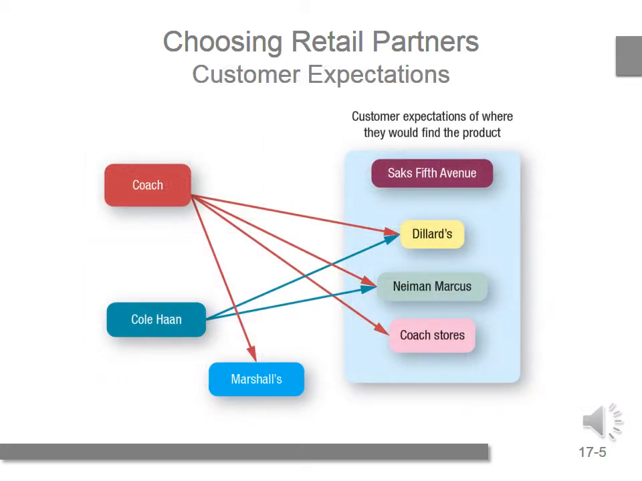When choosing retail partners, students, you must consider where the customer expects your product to be. Focus groups and surveys reveal for Coach the customer expectation of Saks versus Marshalls. Thus, Coach should stop stocking Marshalls and start stocking Saks to meet customers' expectation.